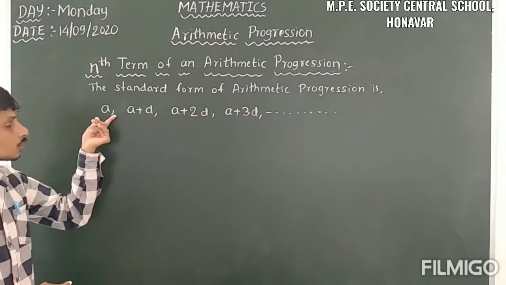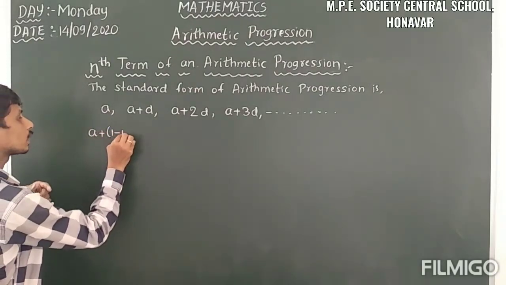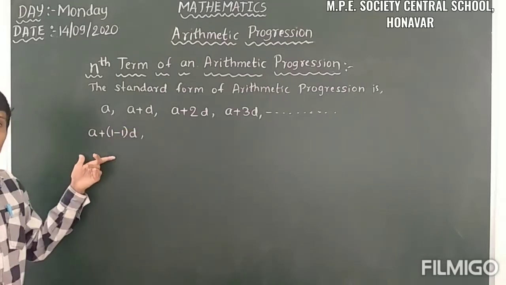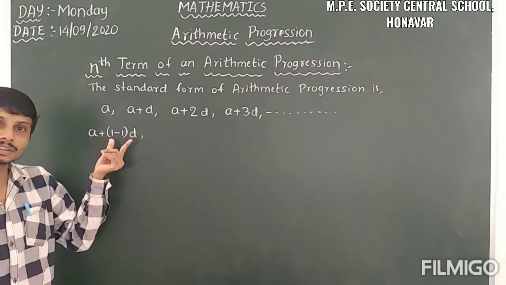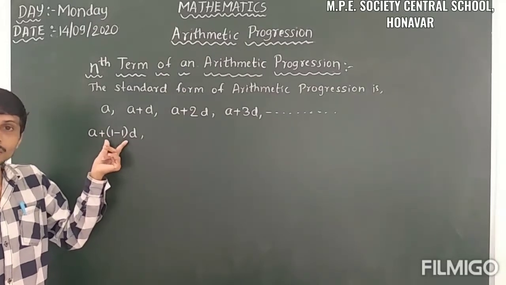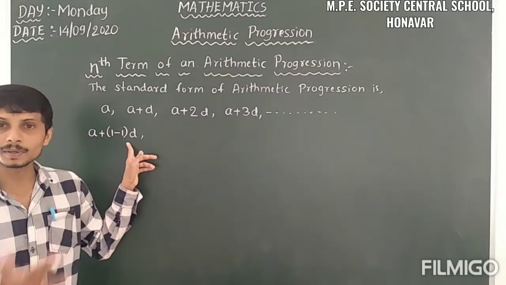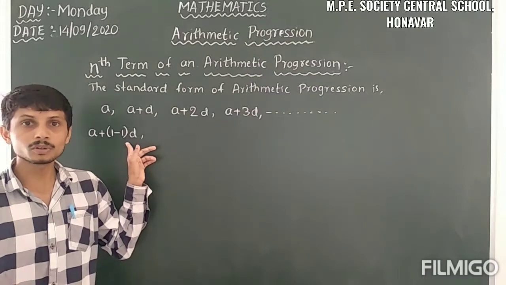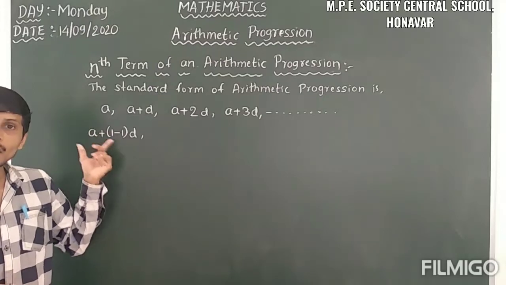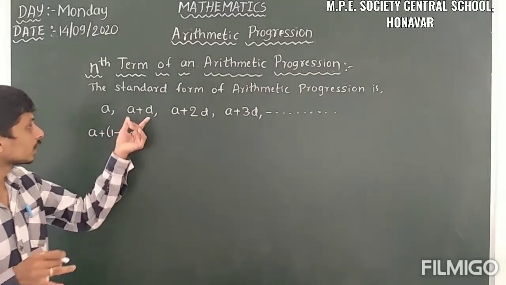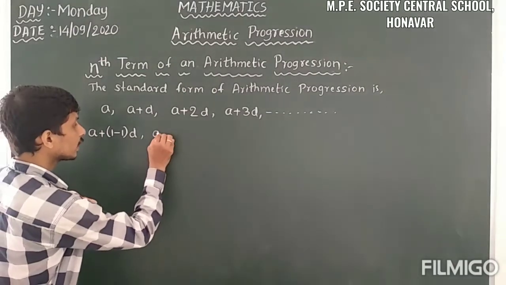So it is a plus 1 minus 1 into d. Just observe, a plus 1 minus 1 into d. Here I just inserted the d, but multiplied by 0, since 1 minus 1 is 0. When we subtract a number from itself, we get 0. So that's why I wrote this. The value of the expression is not disturbed. Then take a plus d, the second term. So we can write it like this.